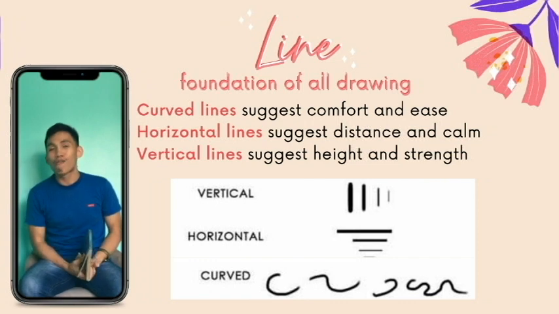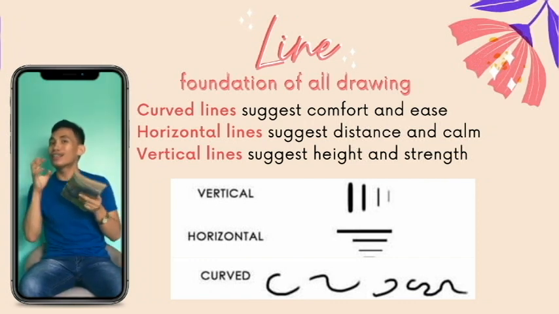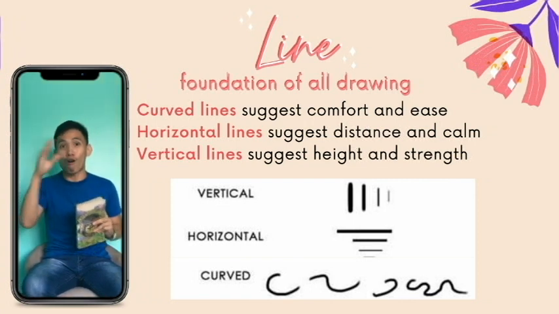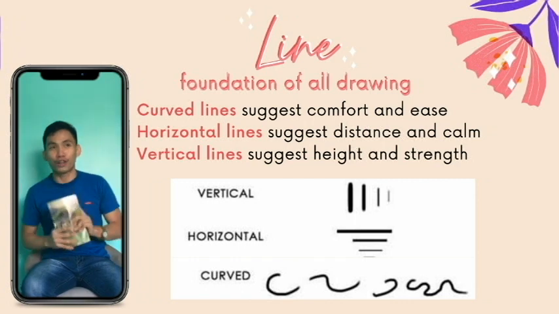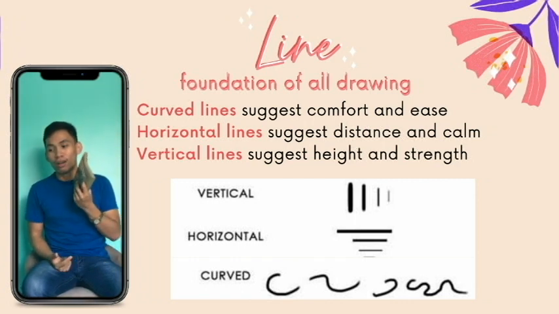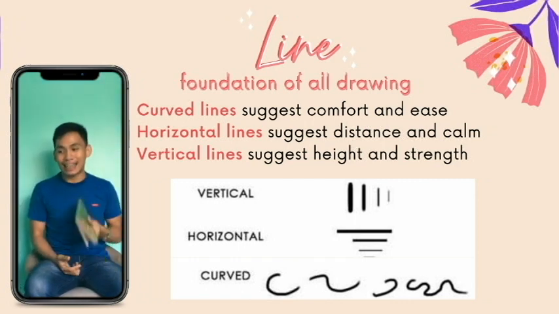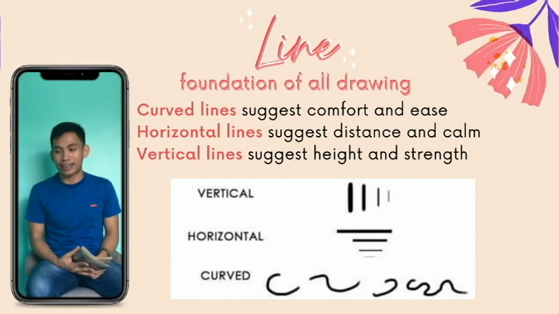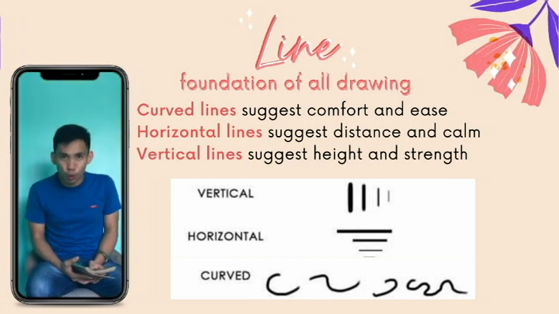Sorry for that. We also have horizontal lines. I will differentiate horizontal and vertical. Horizontal lines suggest distance and calmness, while vertical lines suggest height and strength.